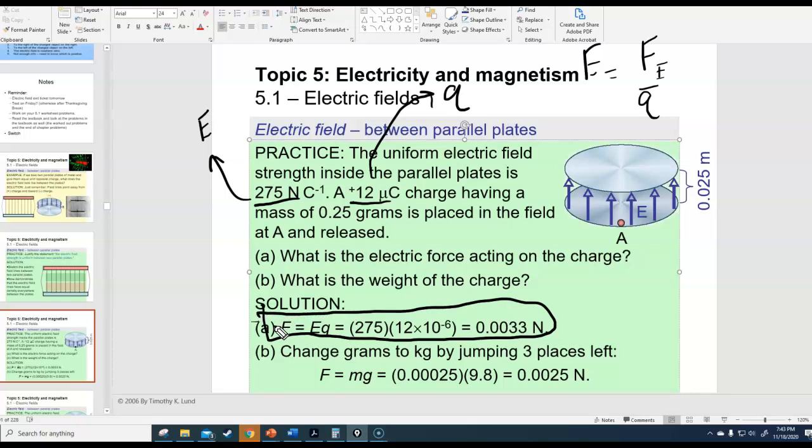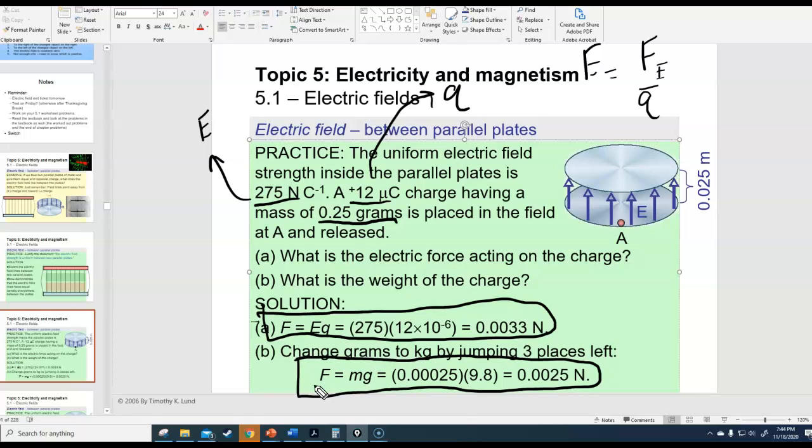And B says, what is the weight of the charge? And of course, we know how to calculate force of gravity, which is the same thing as weight. We're given the mass in grams, and so you would have to convert that to kilograms. And again, you can see how the work looks right here. Both of those calculations are very basic types of calculations.